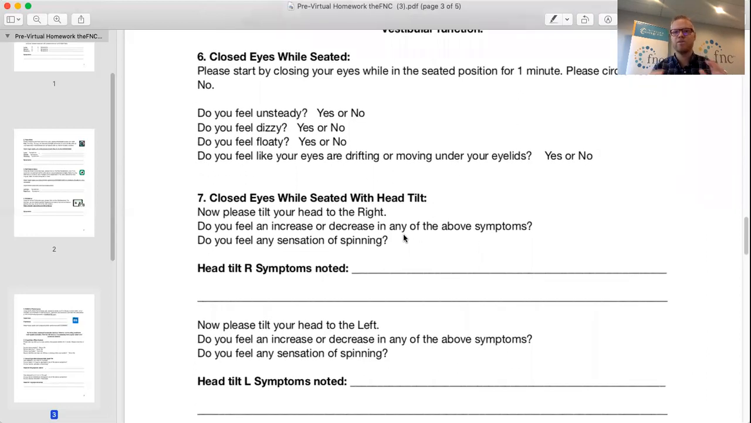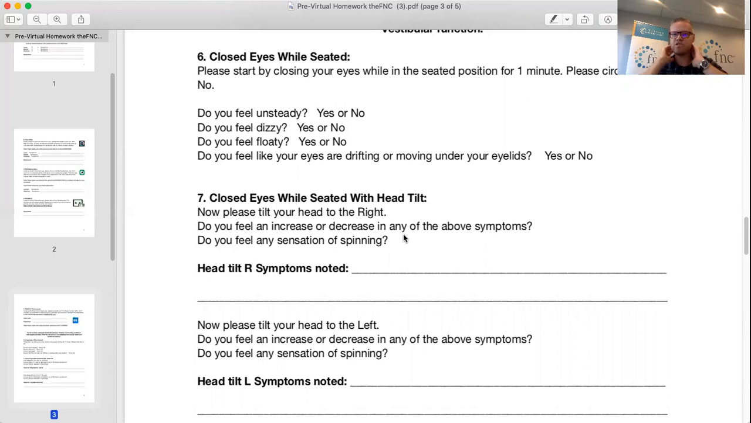And then what we like to do is just start checking different head tilt positions. So we want you to tilt your head to the right, tilt your head to the left, and with those positions, with the eyes closed, does it increase any symptoms, or do you have an improvement in symptoms? So maybe you feel dizzy here, but you tilt your head to the right, and then all of your symptoms go away, which would be really cool. If you go here and you tilt your head left, maybe you have an increase in symptoms.